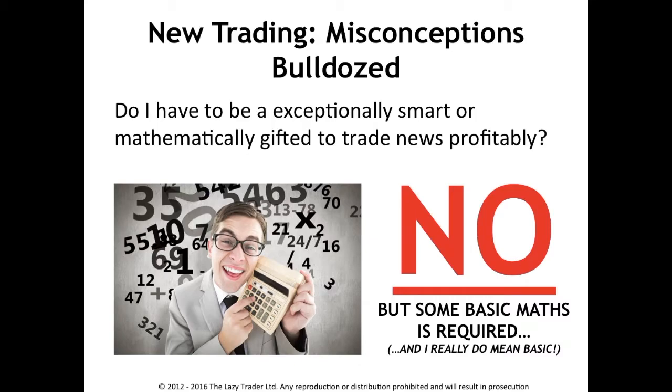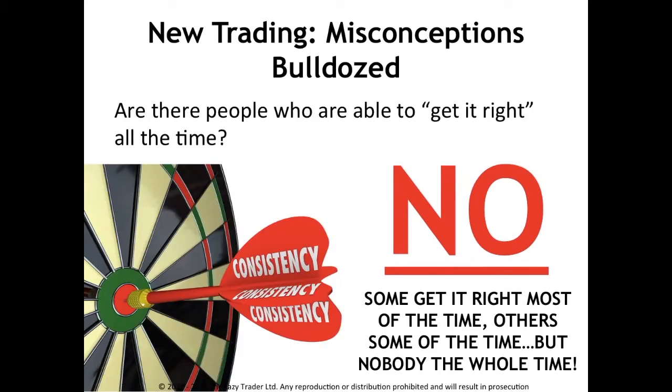Do I have to be exceptionally smart or mathematically gifted to trade the news profitably? Absolutely not. As we'll demonstrate a little bit later on, there are some basic maths, but it really is subtraction and addition and division. That's it, really. Basic GCSE pre-16 years of age maths.